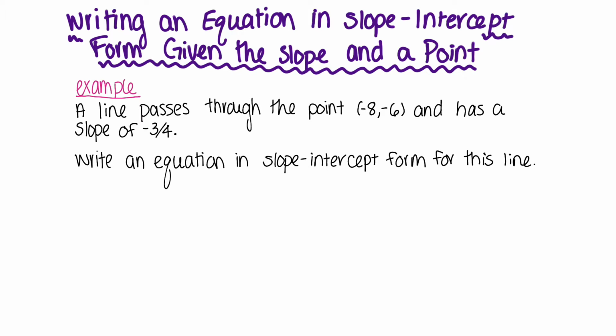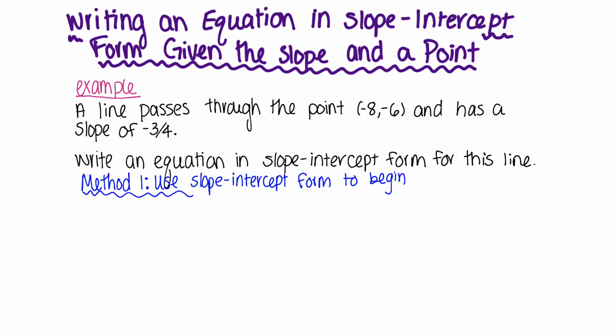The first method is using slope-intercept form as a guideline. So, let me grab a pen. Method 1, use slope-intercept form to begin with. Slope-intercept form is y equals mx plus b, where m is the slope and b is the y-intercept.